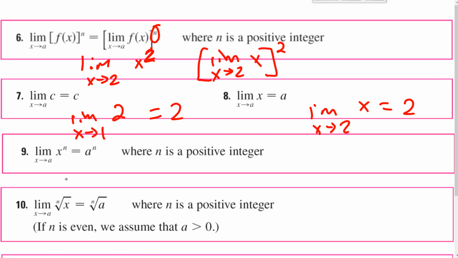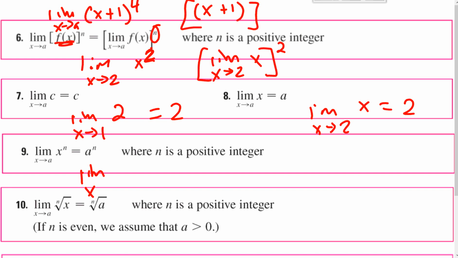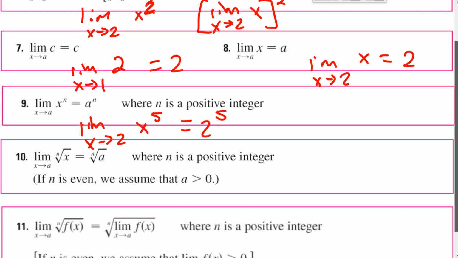Here, where n is a positive integer, it's kind of the same thing as 6 a little bit. This can be any function, so most likely if you had an x plus 1 that's being raised to the 4th, and you're taking the limit of that as x goes to some a, then you can just take the limit of x plus 1 and then raise that to the 4th. The limit would be inside there. So this one maybe explains x squared more, but they both work. Of some x being raised to 5, then I can just take 2 and bring it to the 5th, and that'd be my answer.